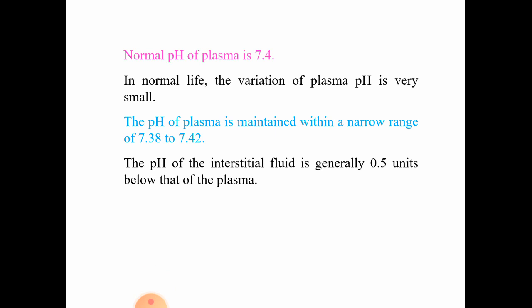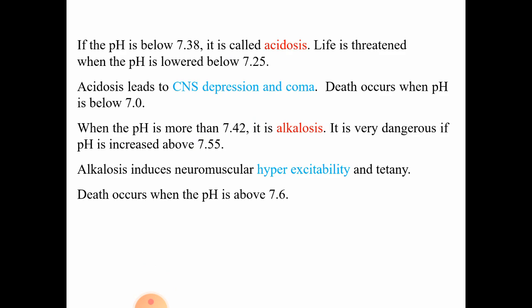The pH of interstitial fluid is generally 0.5 units below that of the plasma. When the pH is below the normal 7.38, we know it is acidosis, and it is life-threatening when the pH is lowered below 7.25. Acidosis can lead to CNS depression and coma. Death occurs when the pH is below 7.